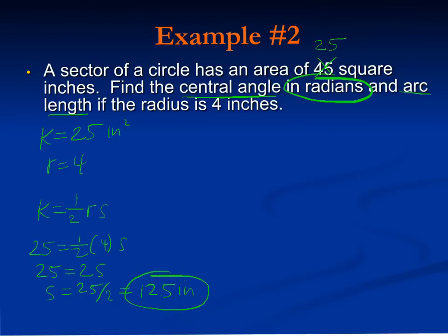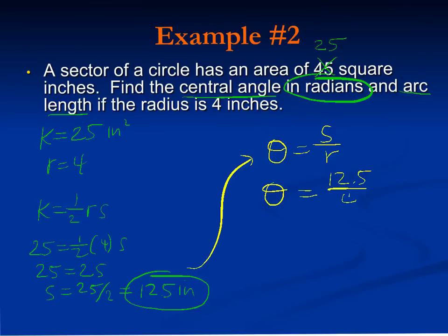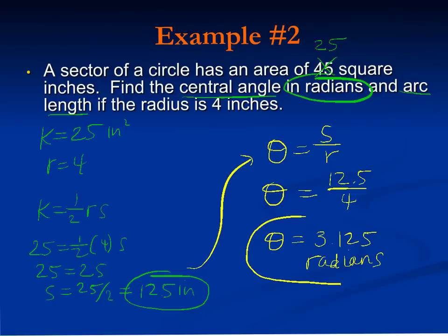Now we need to go back and find the central angle. Again, I would go to this formula, theta equals S over R, kind of the simplest one we have. Theta is what we're looking for. We just found that S is 12.5, and we know that R is 4. If I plug that into my calculator, I end up with a central angle of 3.125 radians, which we know is really close to pi because pi's approximation is 3.14. So there are our final answers.